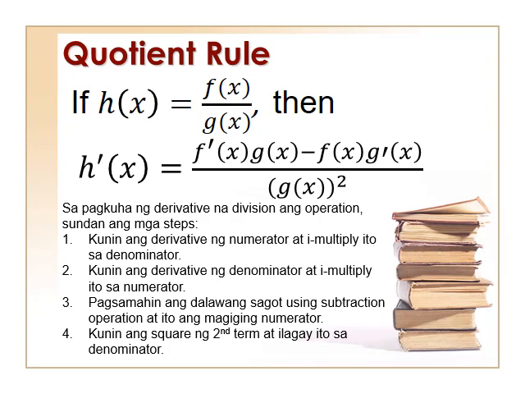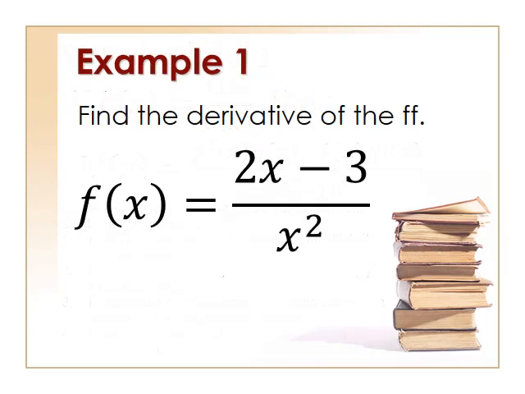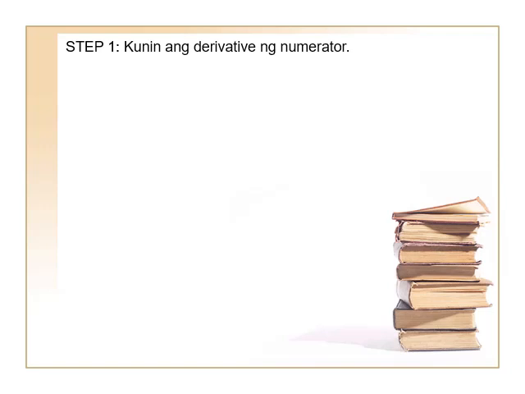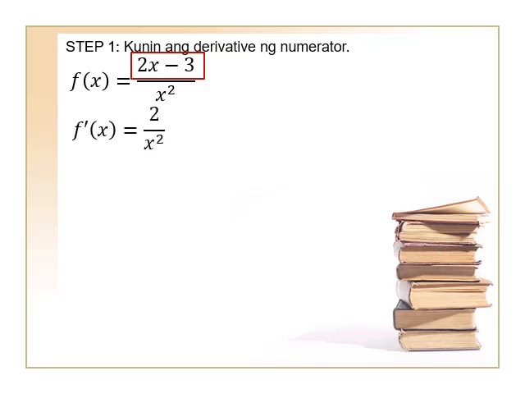Okay, now let's try to use this in an example. So, for example, you have 2x minus 3 over x squared. First step, kukunin natin ang derivative ng numerator. Ang numerator natin dito, yung 2x minus 3. So ano ba derivative niyan? Shortcut natin, 2, and the derivative of 3 is 0.